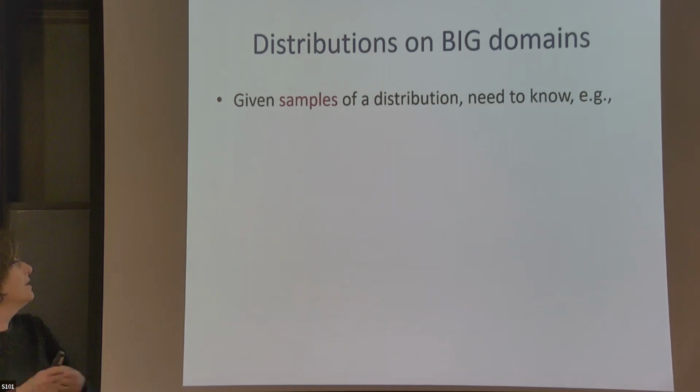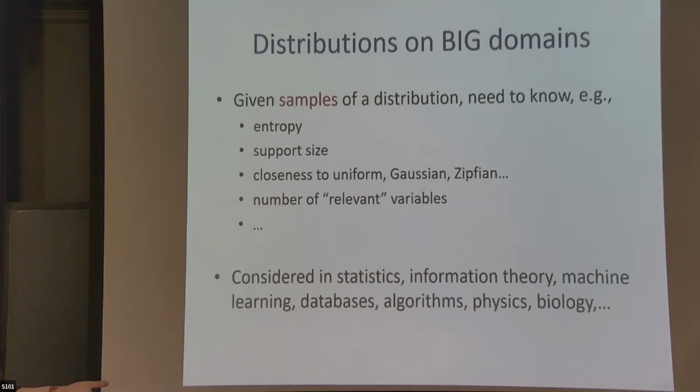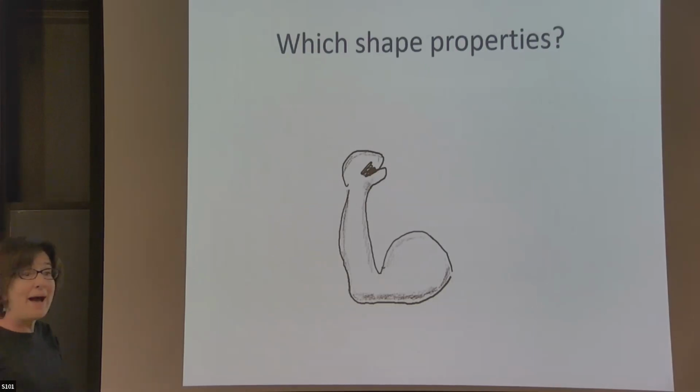Okay, so here's the thing. You're given a distribution on a really big discrete domain, and you need to know things like what's the entropy? What's the support size? Is it close to uniform? Is it close to Gaussian? Is it close to Zipf? There's all sorts of questions you could ask about a distribution. And these are basic questions that every field asks. So how can we answer these?